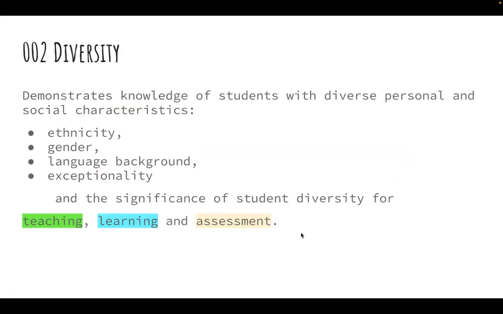And so within diversity, you must demonstrate the knowledge of the different ways in which students can be diverse, their personal and social characteristics, their ethnicity, gender, language background, their exceptionality. What can they do? What skills do they bring to the table that makes them different? And you have to understand the significance of the student diversity that you have in the classroom and what it means for the decisions that you make for planning and teaching, the decisions that you make for the learning experiences, and the decisions that you make for the assessments that you provide and that you create.